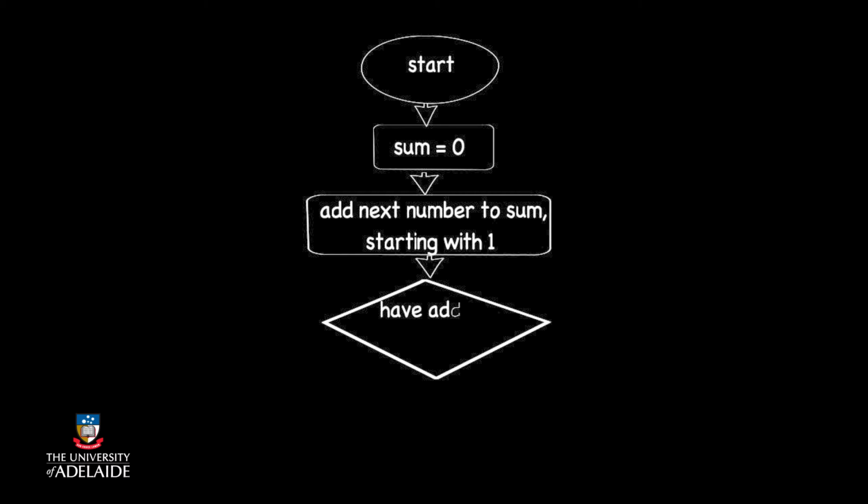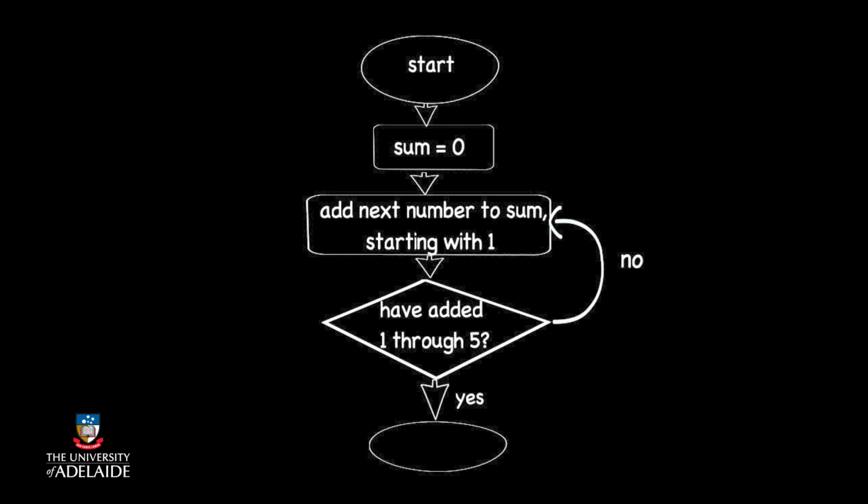We still have numbers to add, so we go back to that point in the flowchart and add the next number, in this case 2. We continue this process until we have added all of the numbers in our sequence from 1 to 5.